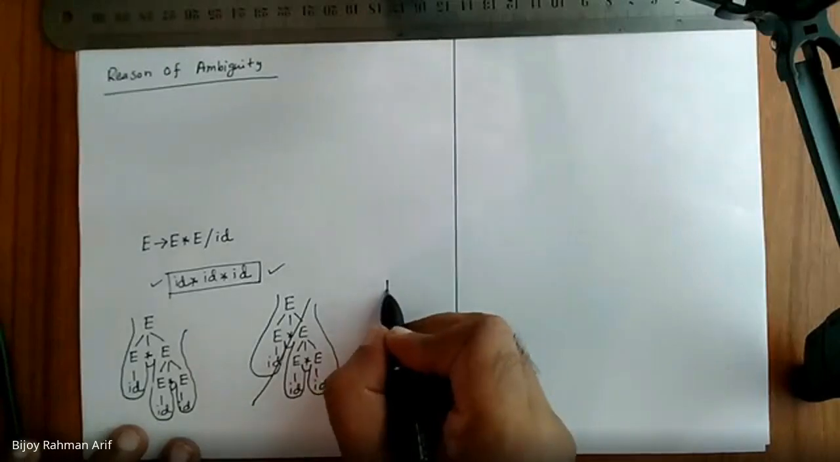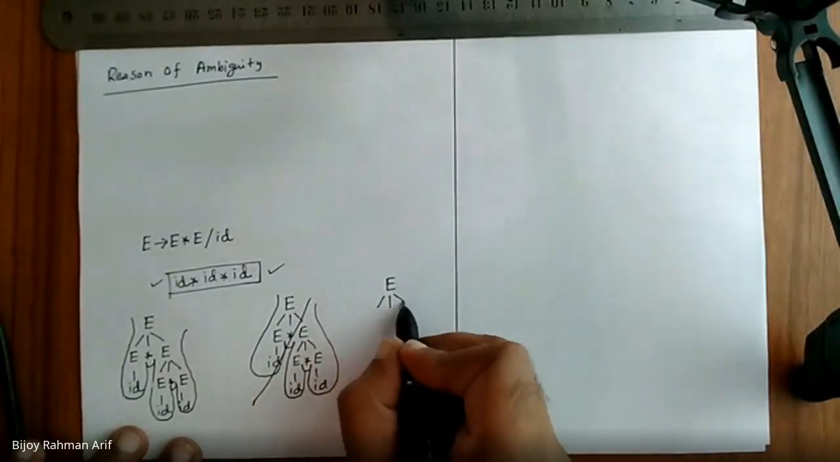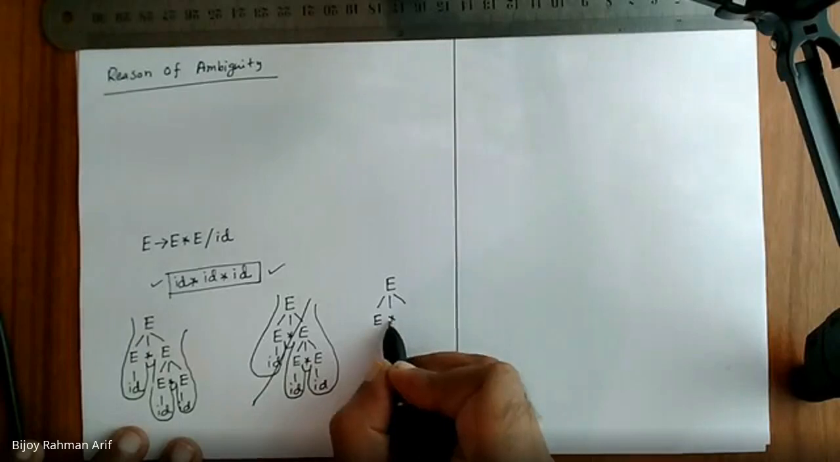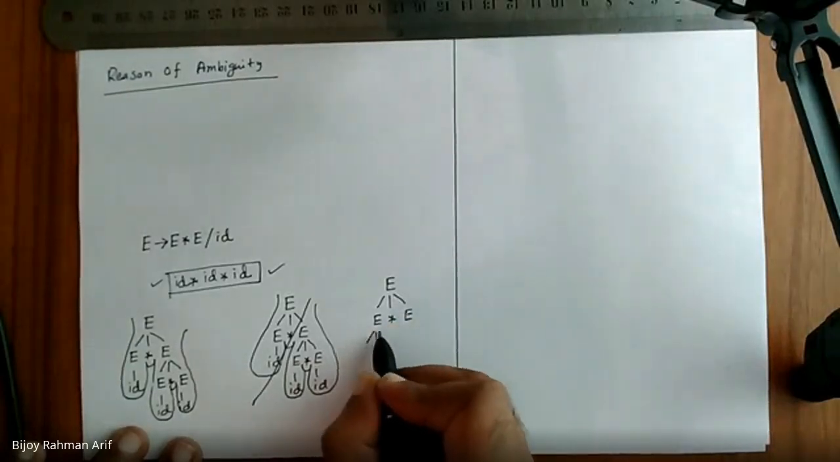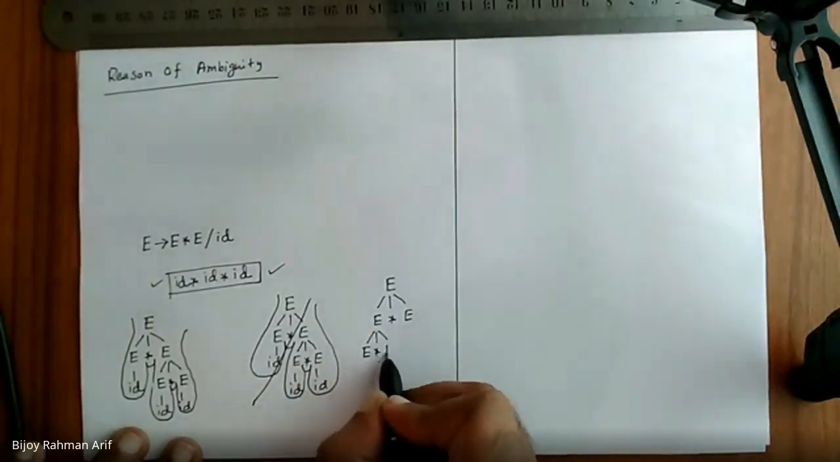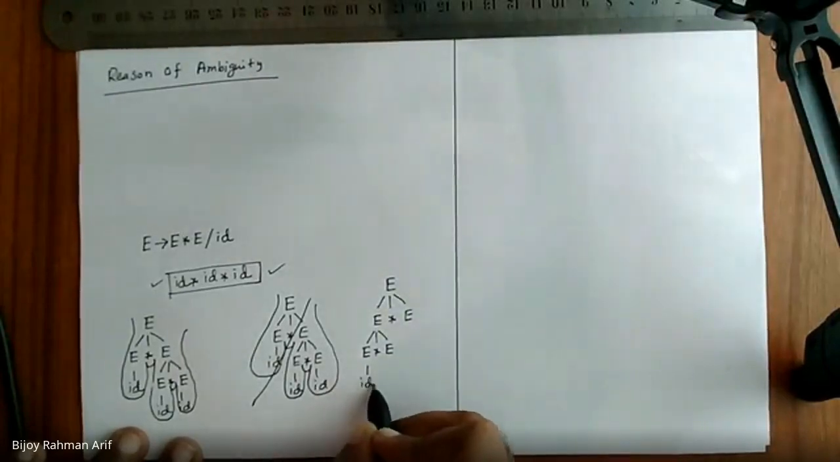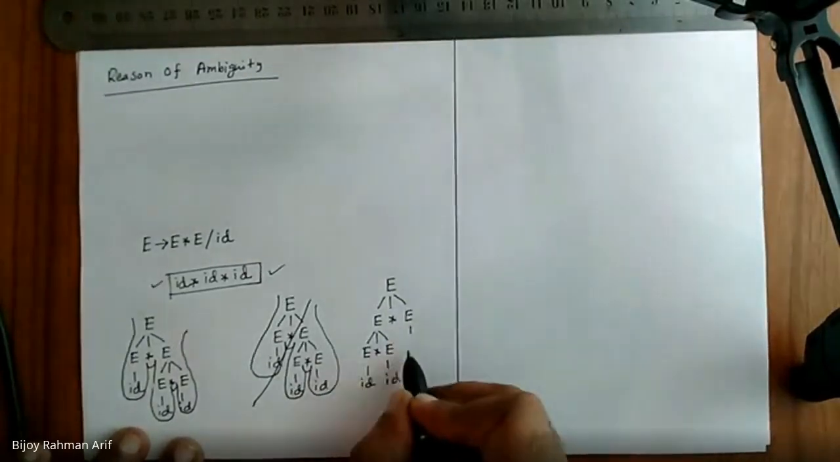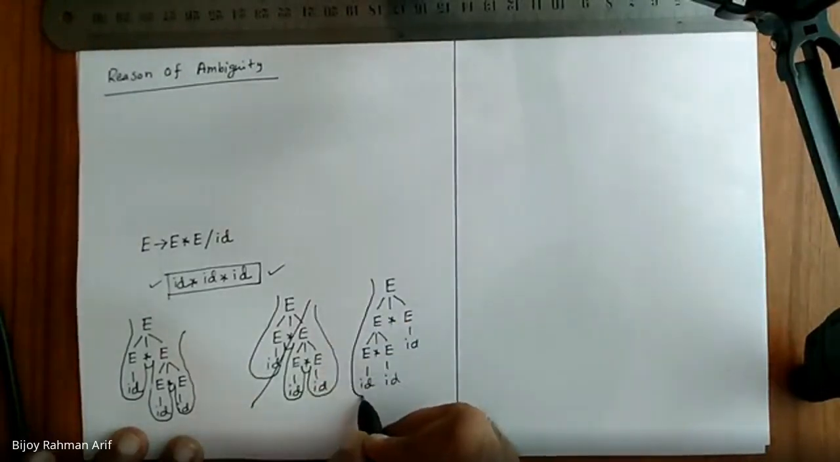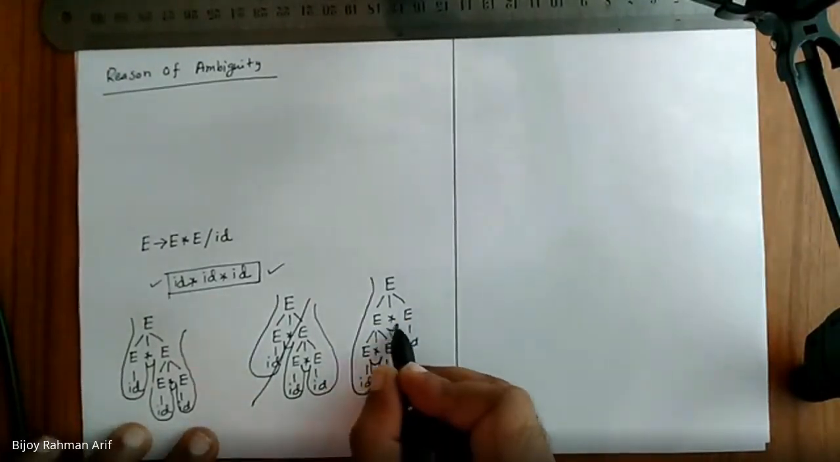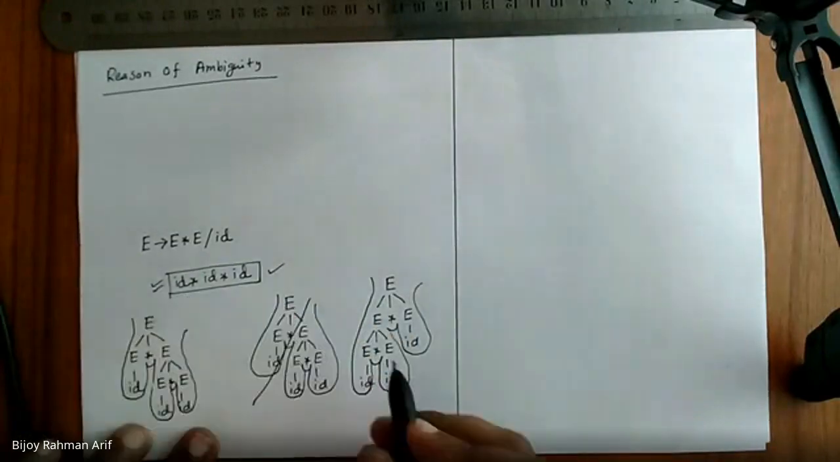I made a mistake, sorry. On the left side it should be E star E. Let's put this one as E star E, and now put ID. So what is the yield? ID star ID star ID. Same yield. Are they the same parse trees? No, they are different. Let's see.